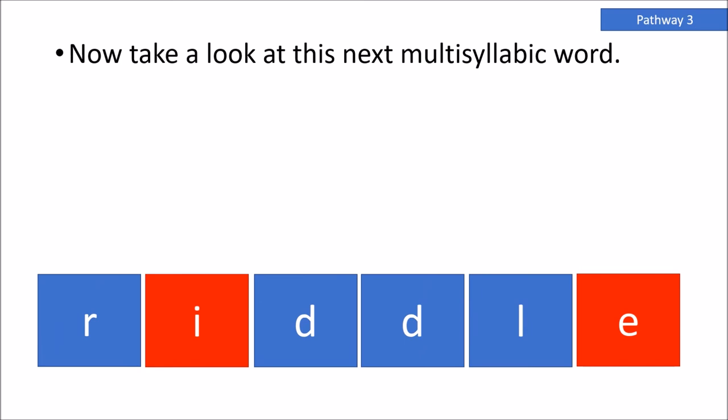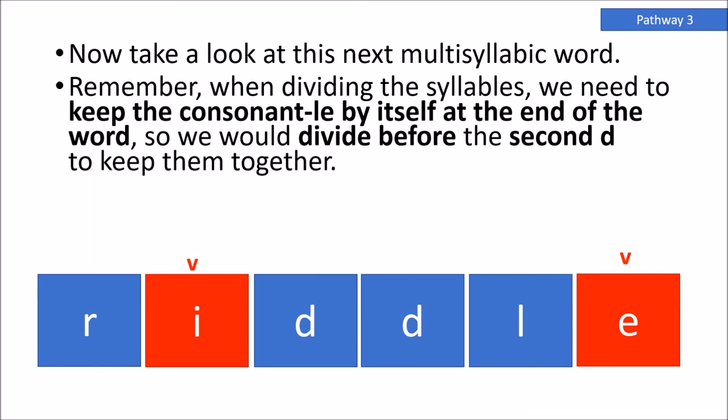Now take a look at the next multisyllabic word. I'm going to go ahead and mark the vowel spots. Remember, when dividing the syllables, we need to keep the consonant LE by itself at the end of the word. So we would divide before the second D to keep them together.